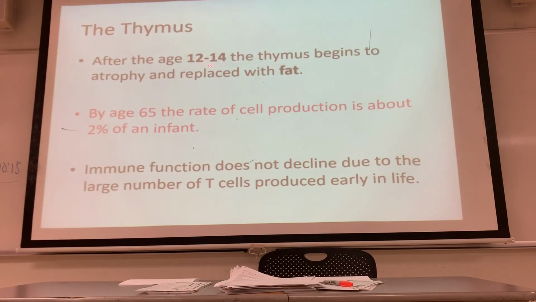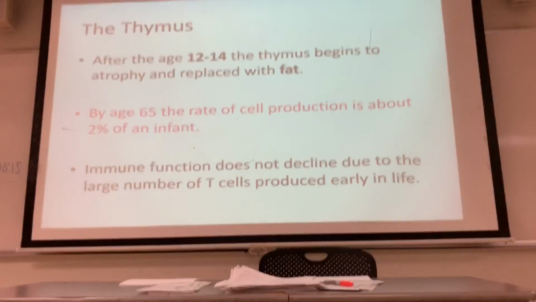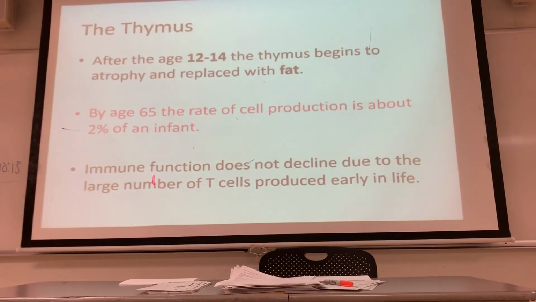After age 12 to 14, the puberty age, it begins to atrophy. Atrophy means shrink and be replaced with fat. By age 65, it is 2% of the size of the original thymus when the baby is born. So very small. But immune function does not decline, due to the number of T cells.